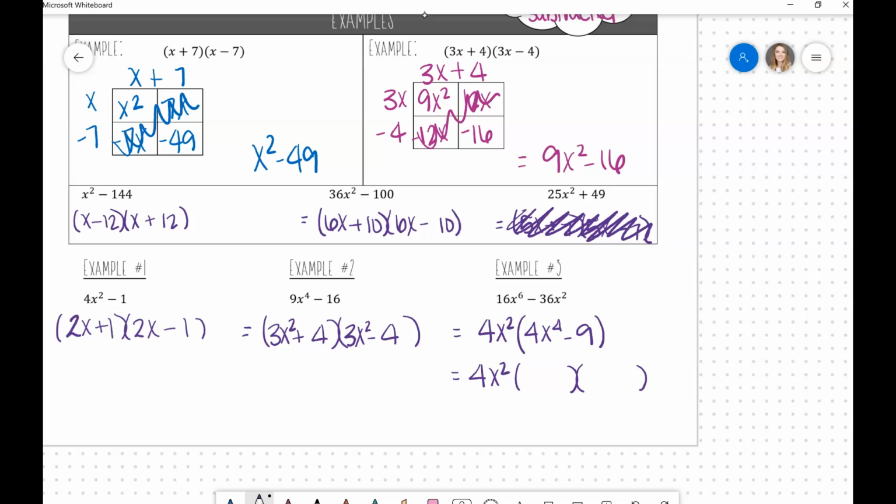Here we have another difference of squares case. We'd have a 2x and a 2x to get 4x to the fourth, a 3 and a 3, one positive, one negative to get that minus 9 there. And that is it.